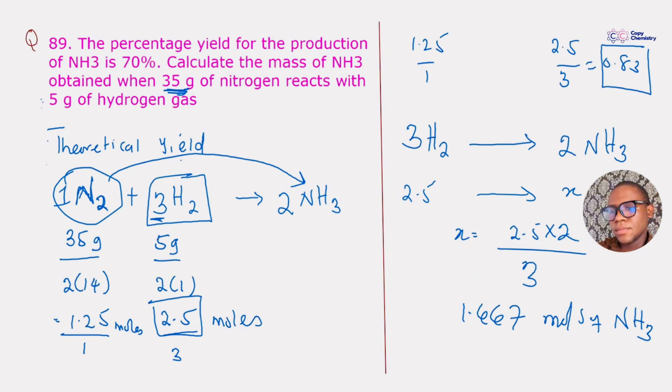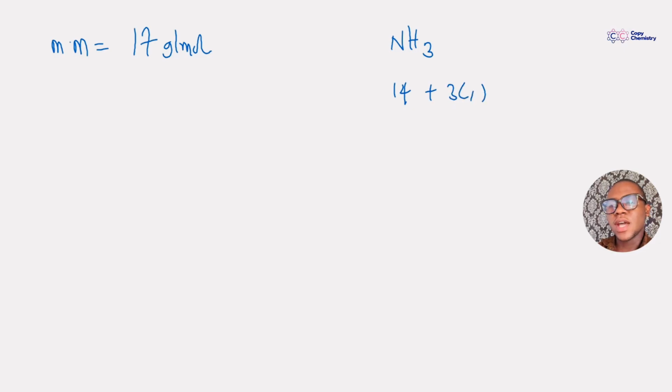Okay, let's take it to grams, right? So that's the next thing. The molar mass of ammonia is equal to 17 grams per mole. How did I get that? NH3, N is 14, and then this is 3 times 1 for hydrogen. So that gives us 17. So molar mass is 17.